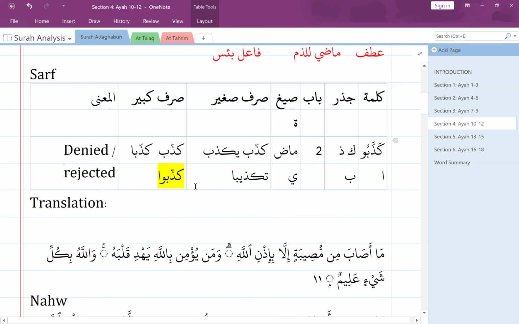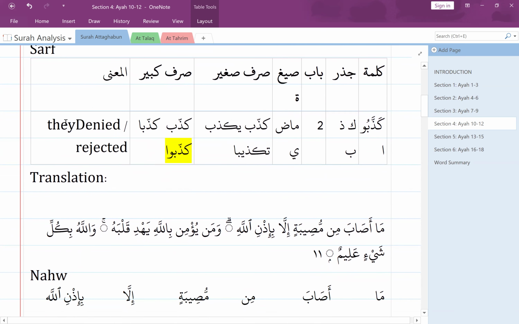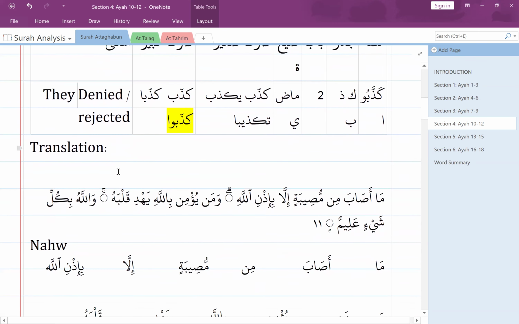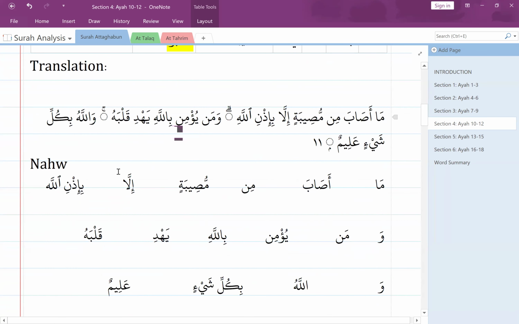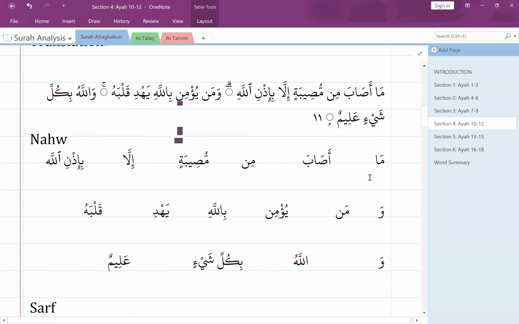Okay. So basically, that is it. Or kadhabu, we can actually say they, because it's hum version. So they denied or they rejected. All right. Then we go to the next ayah, ayah number 11, inshallah.